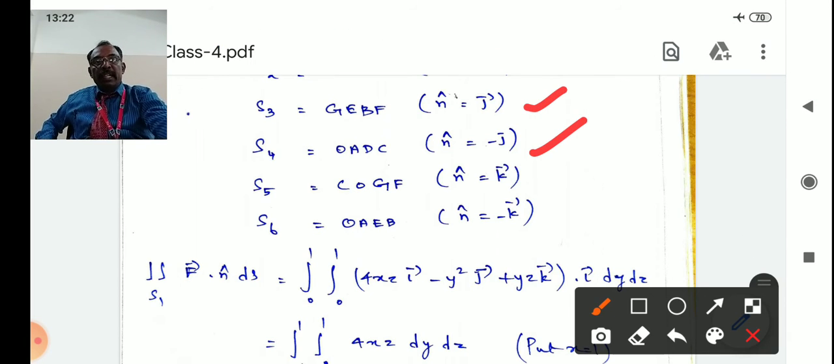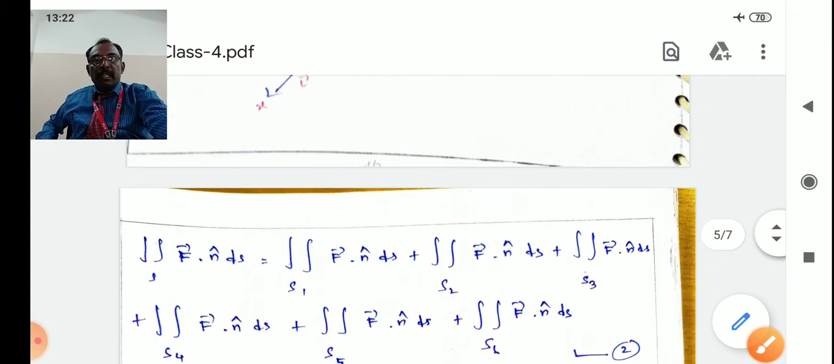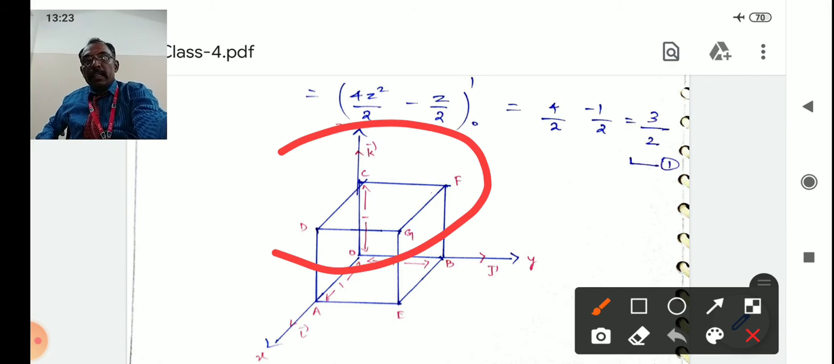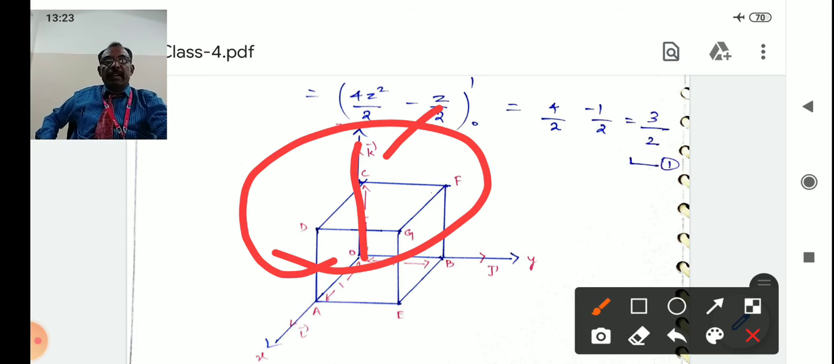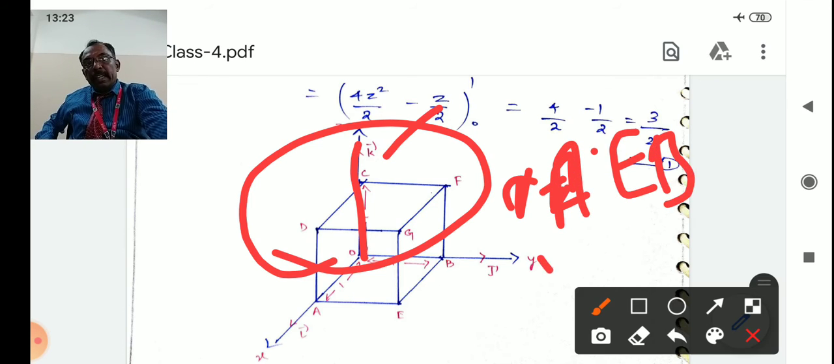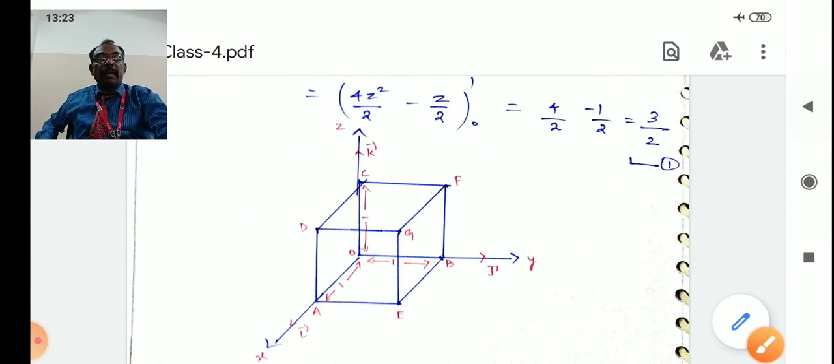What about S5 and S6? S5 means you take the square that lies on the z-axis, DGFC. What about n cap? N cap means k vector. The last surface, S6, is the bottom, which is opposite of the top one, OAEB. N cap is very clear, minus k vector. The unit vector is minus k vector.